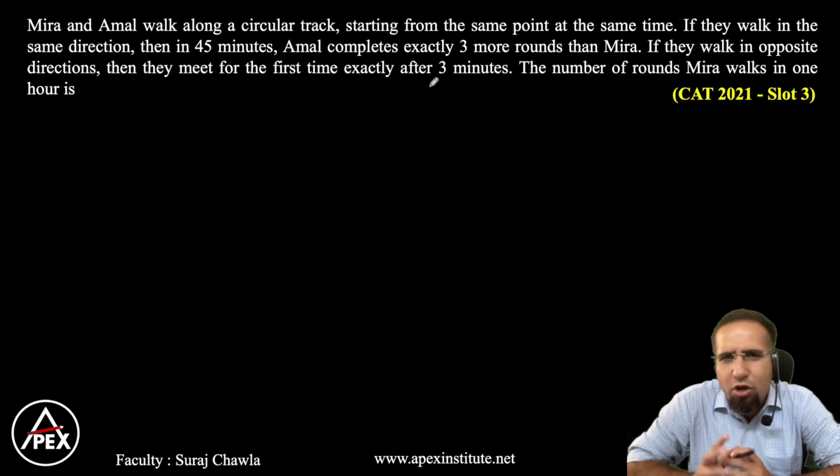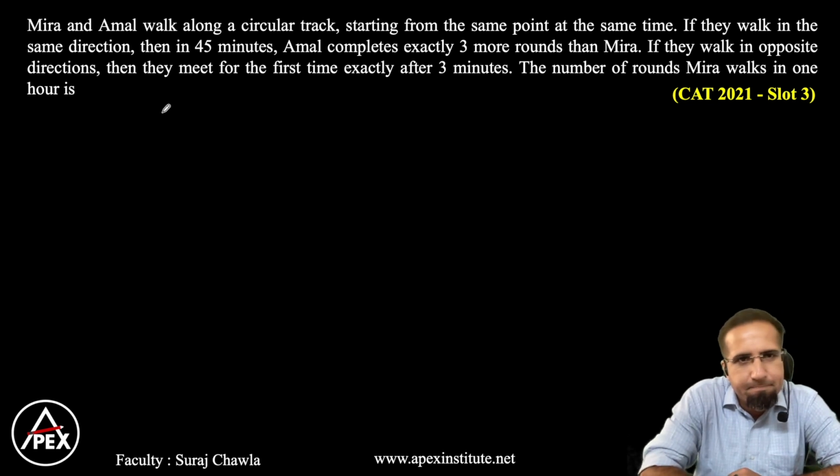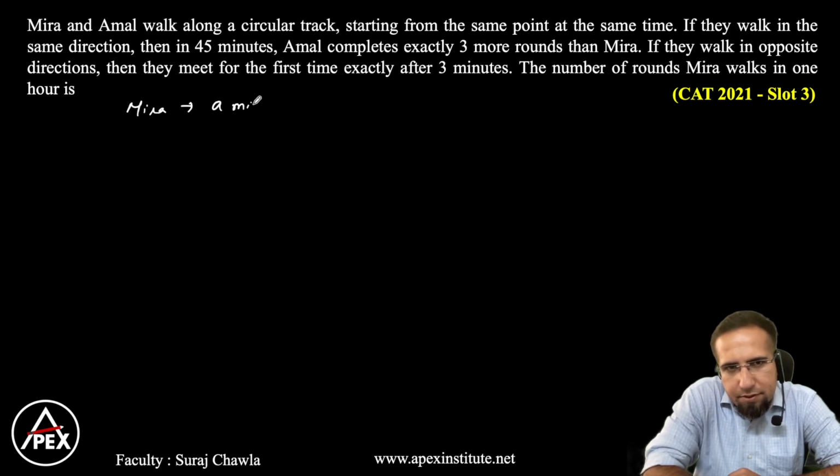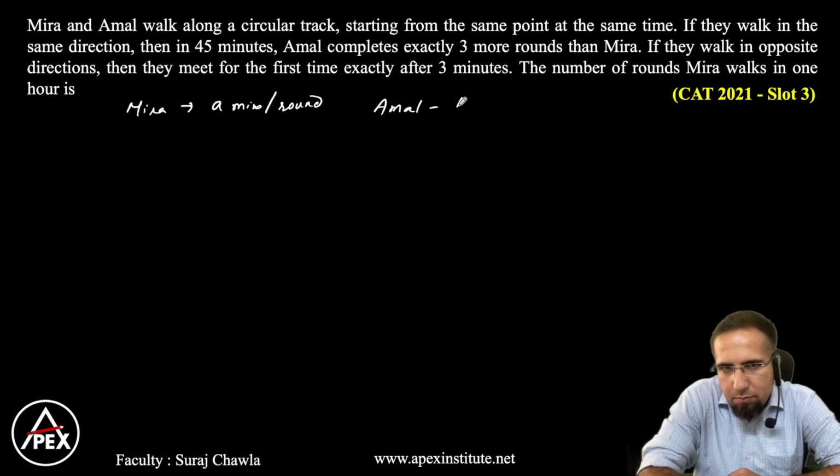Now, I'm talking about 3 rounds more. Let's try to understand. Let us assume that Meera takes A minutes to complete 1 round, and similarly, Amal takes B minutes to complete 1 round.